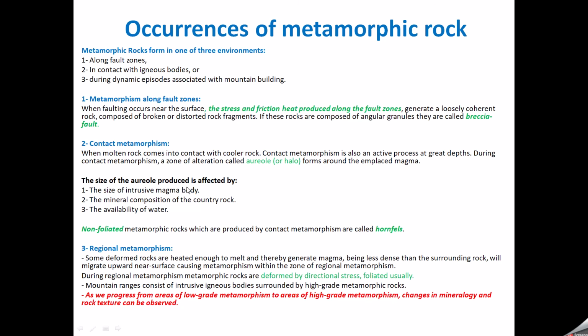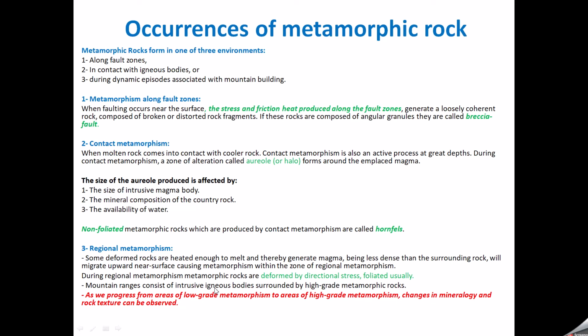The size of the aureole or the halo is affected by the size of the intrusive magma body, this large magma or small magma, the mineral composition of the country rocks, the rocks that magma entered through, and the availability of water. If there's more water, that zone will be bigger. If the magma is dry, the halo zone will be small. So hornfels, mainly metamorphic rocks produced by contact metamorphism.